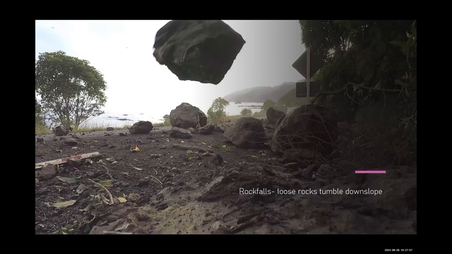And then we have rock falls. And remember, I said rock slides are different. Rock falls are when you have loose rock that tumbles down a slope, whereas a rock slide is like a sheet of rock that comes loose. Rock falls can be individual rocks or a group of rocks, but it's not one giant massive rock like a rock slide.